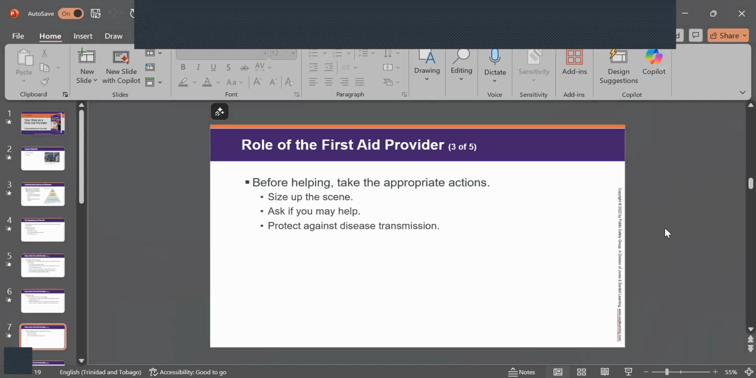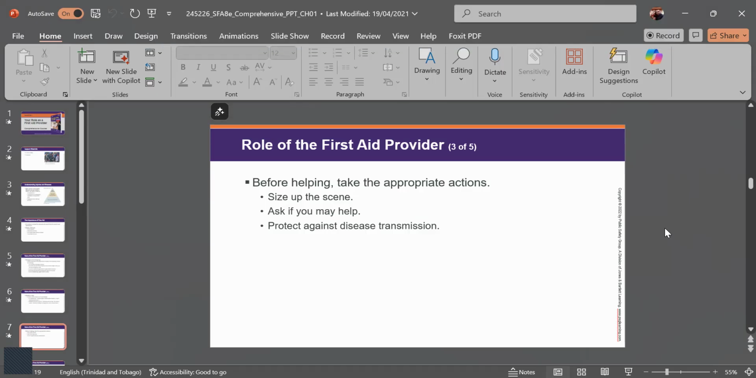Right, moving on. We've made the decision to help, but we want to take the correct or appropriate actions. And it all starts with being able to size up the scene. What do I mean by that? Somebody tell me, what do you think sizing up the scene means? In your own words.